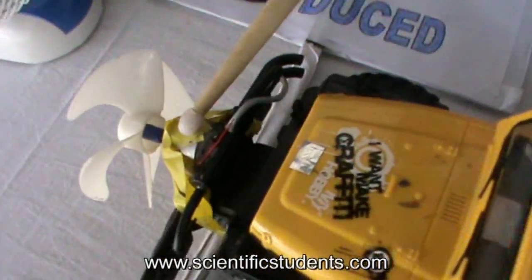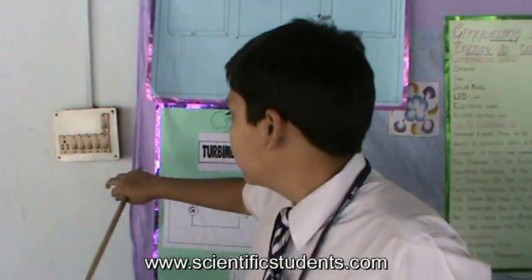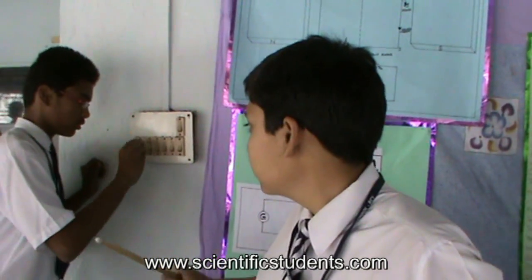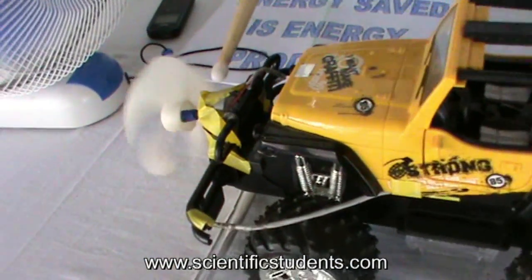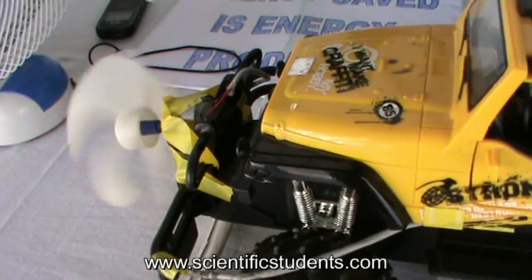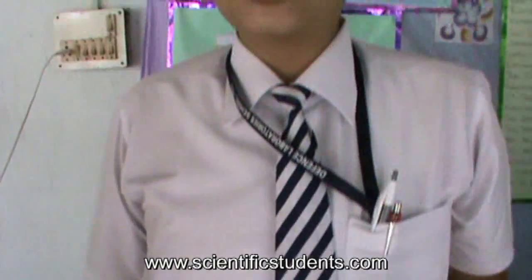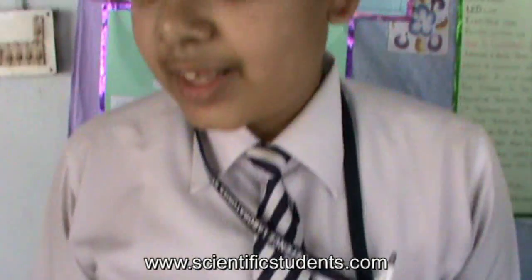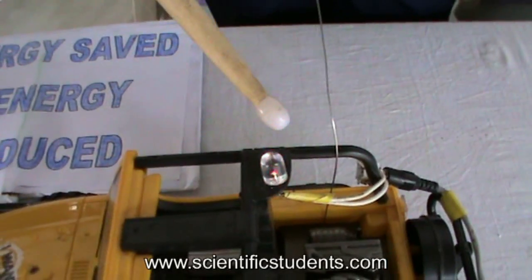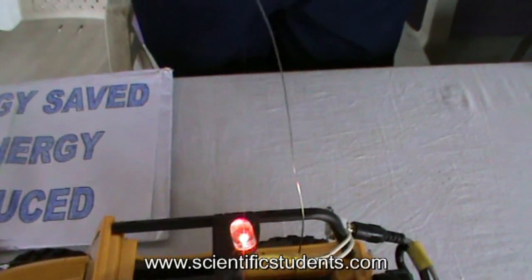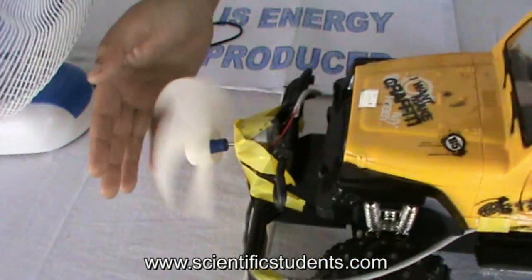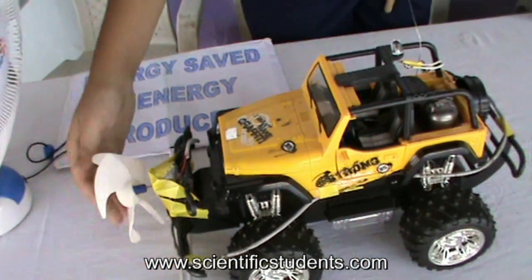In this project, we have used a fan connected to a dynamo, which is in turn connected to an LED bulb. When the fan rotates, the energy goes to the dynamo, and from there to the LED bulb. The wind energy is converted into mechanical energy in the dynamo, and this mechanical energy is converted into electrical energy. We are not using any batteries to run it. If the wind energy stops, the light will stop glowing.